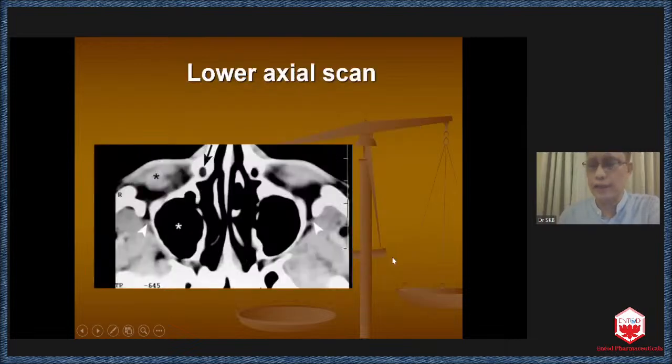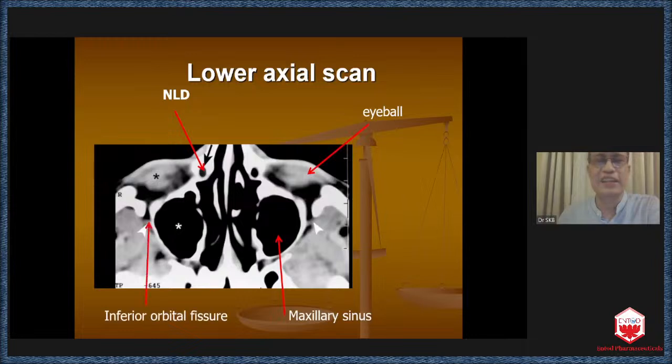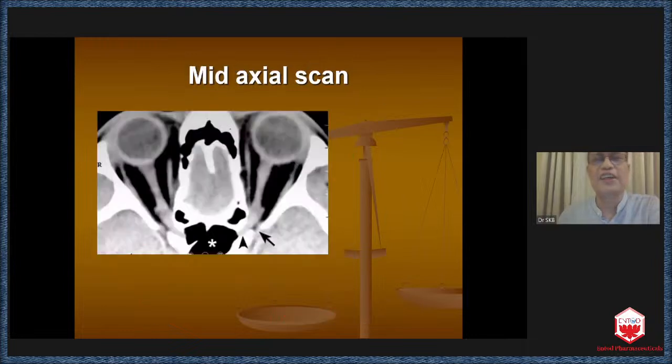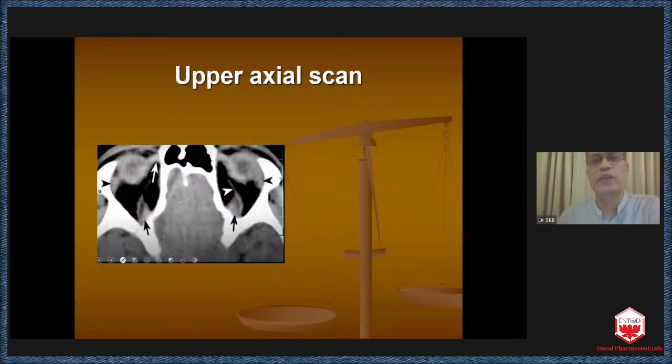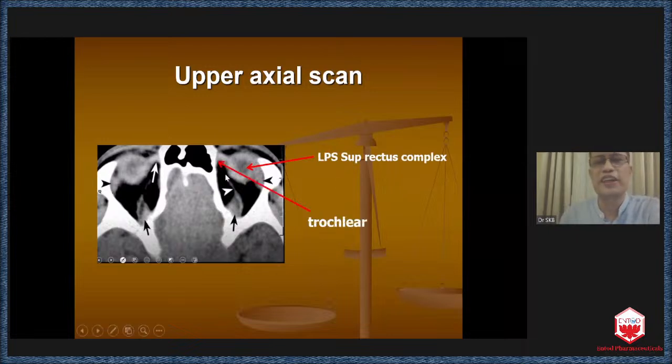What you'll see in the lower axial scan: this is the NLD, this is the eyeball, and this is the maxillary sinus. This is the infraorbital fissure. If you scan at a slightly mid-level, you'll see all the muscles and the optic nerve and then the eyeball structures. You'll also see the superior orbital fissure, then the sphenoidal sinus. If you do an upper axial scan, you'll see the LPS-superior rectus complex. Then you'll see the trochlea also, which connects to the superior oblique muscle.